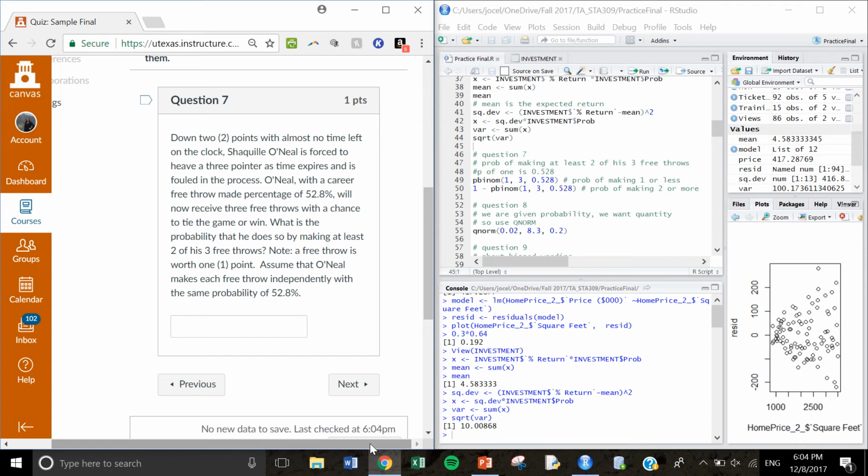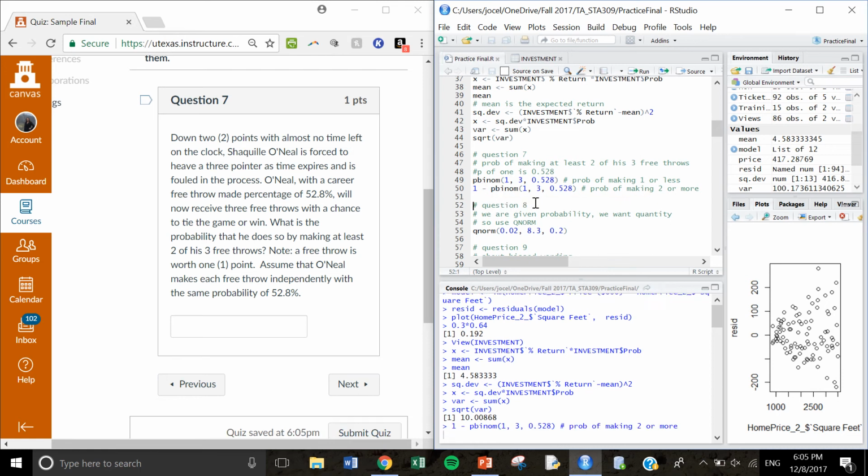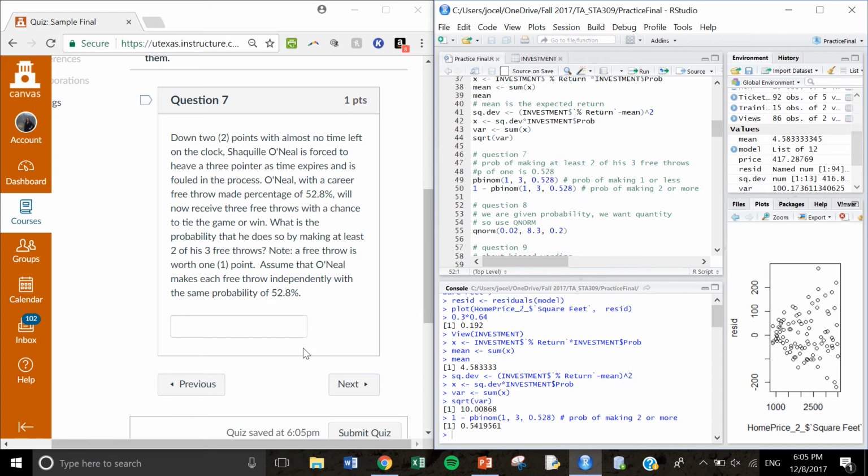So we'll use the p-binom function because we know this is binomial. And when we just do p-binom, it's the probability of making 1 or less, and the total number of trials, which is 3, and the probability of getting each trial a success. So if I just did p-binom of 1, 3, 0.528, this would be the probability of making 1 or less. The probability of making 2 or more is 1 minus that. So that'll give us 0.542.